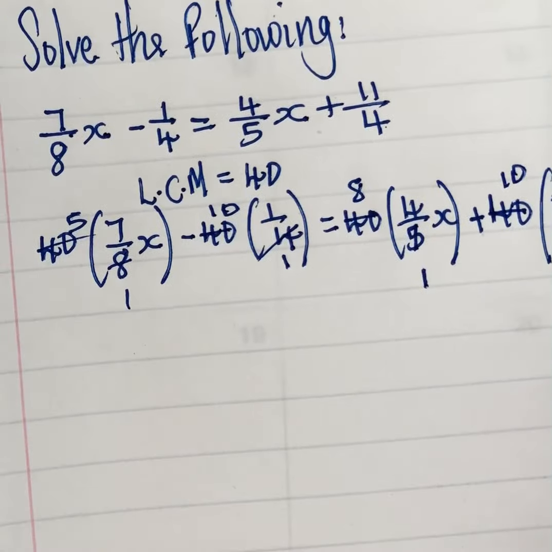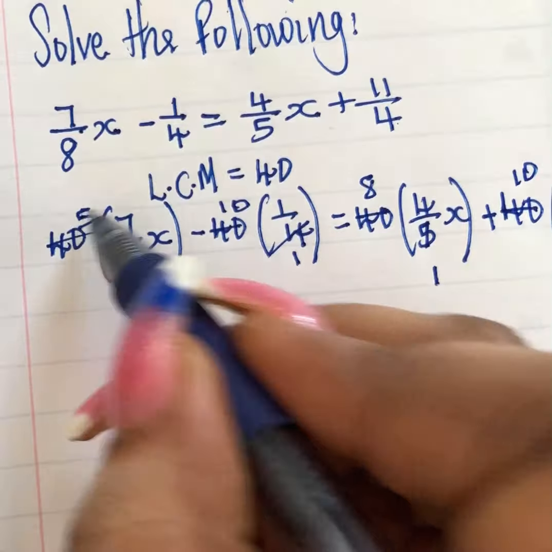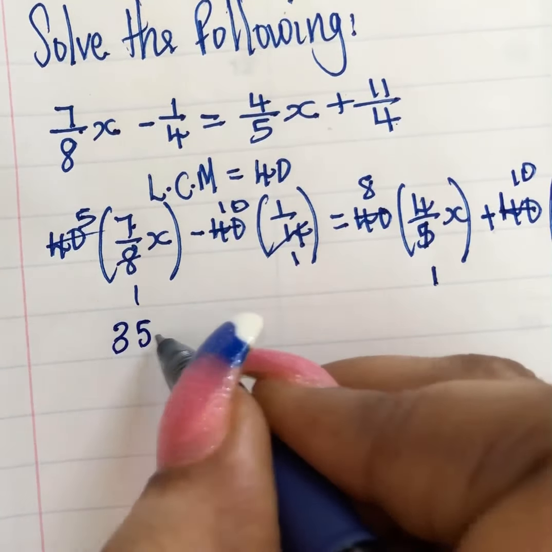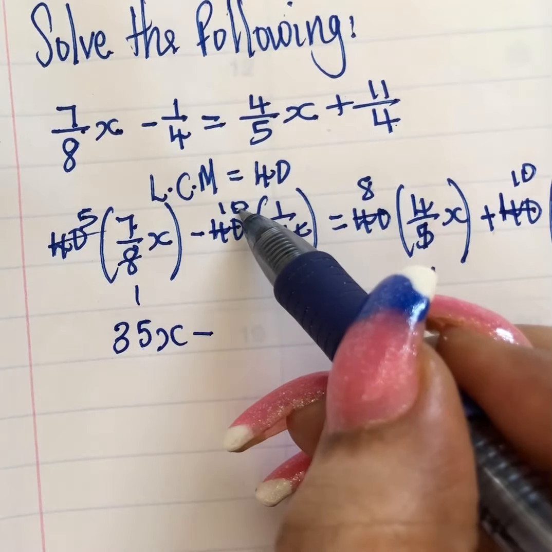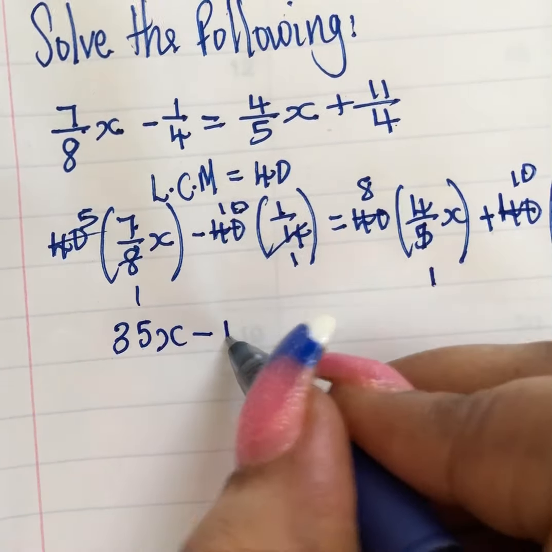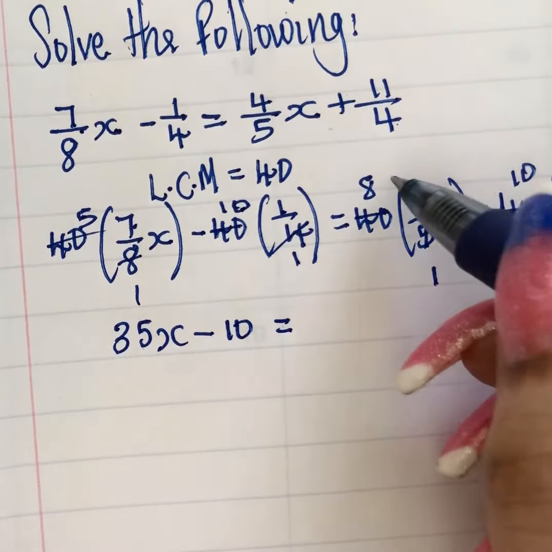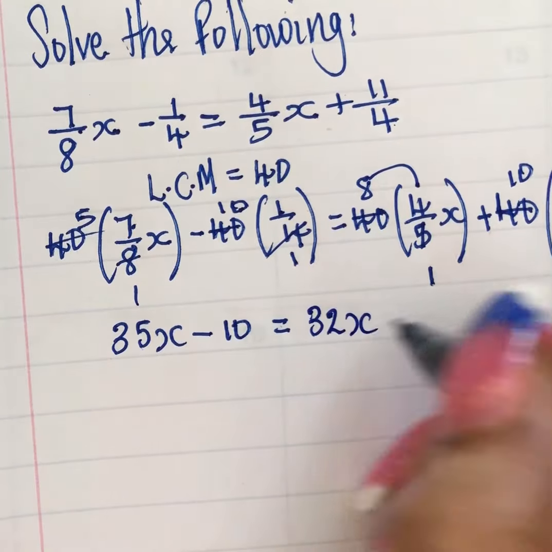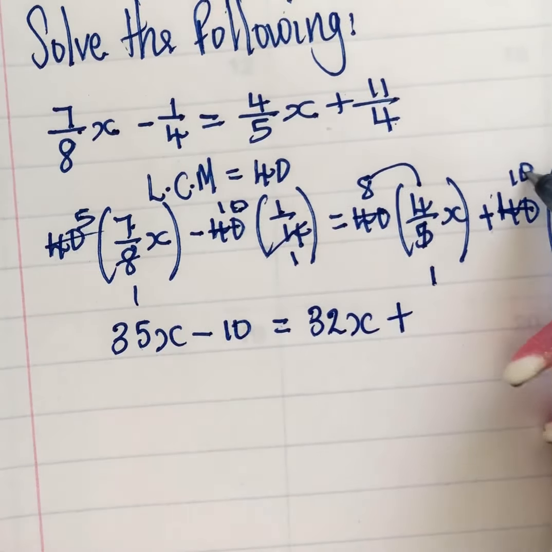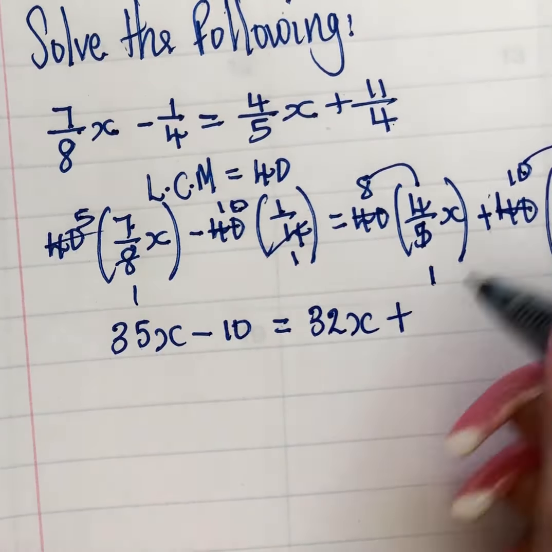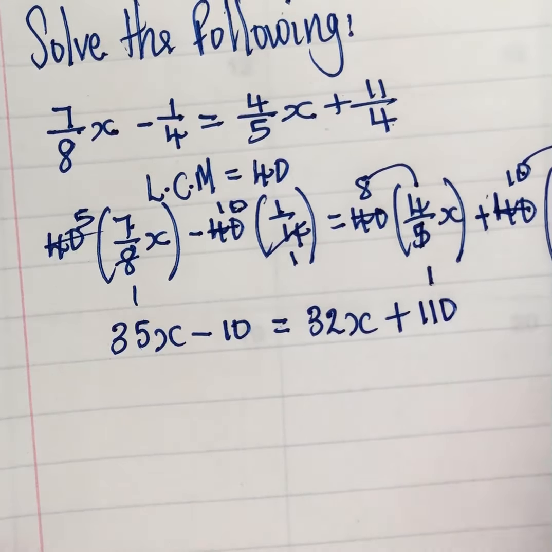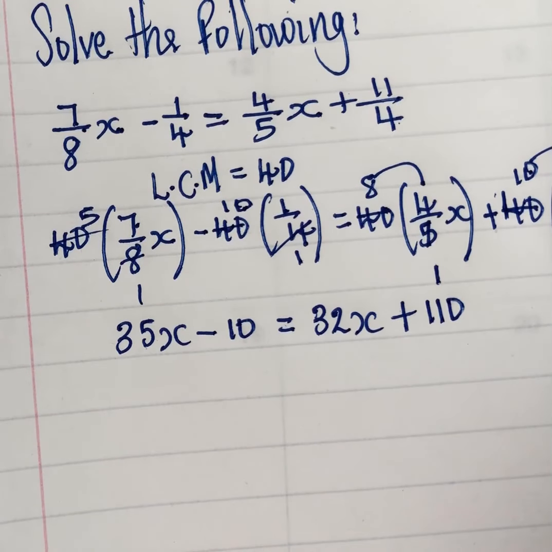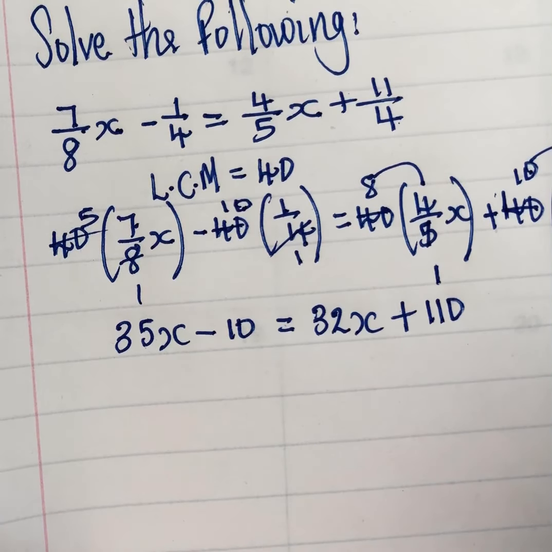I now multiply. So I have 5 multiplied by 7. That will give me 35. 10 multiplied by 1 will give me 10. 8 multiplied by 4 is 32. And 10 by 11, 110.